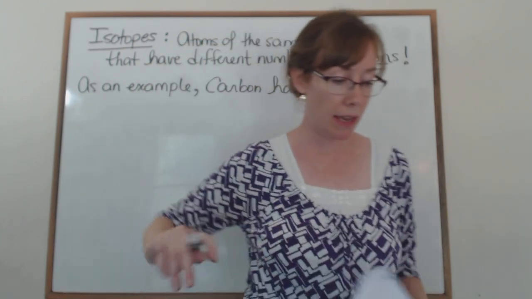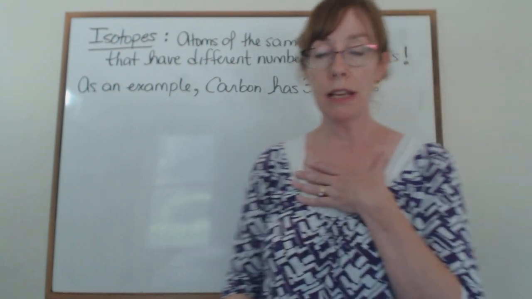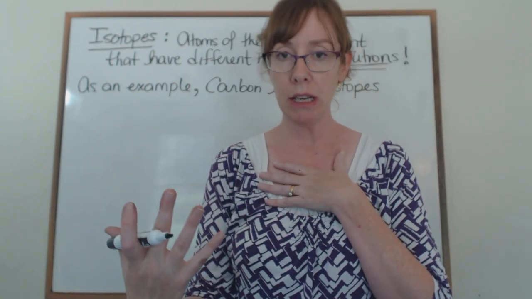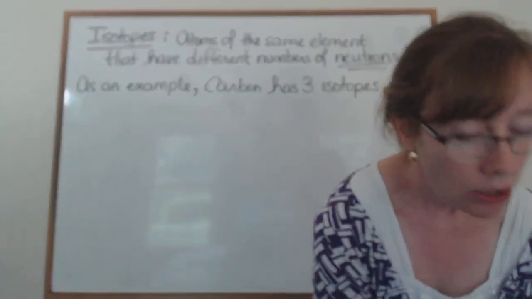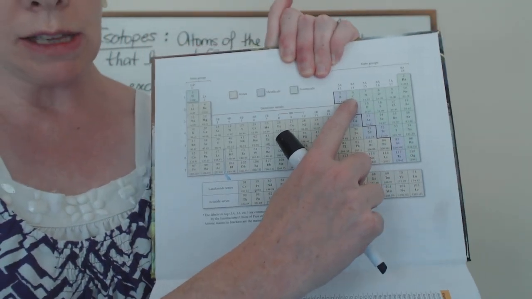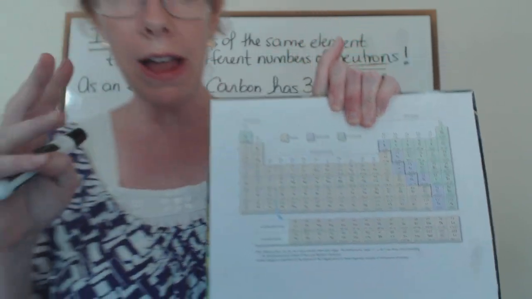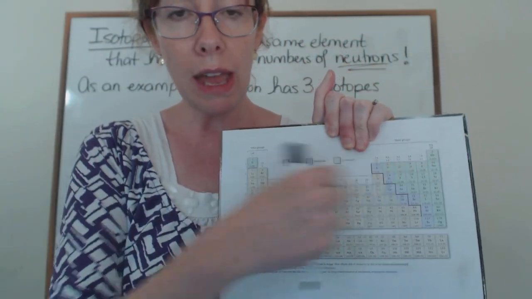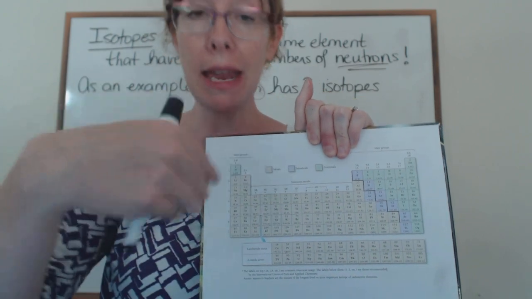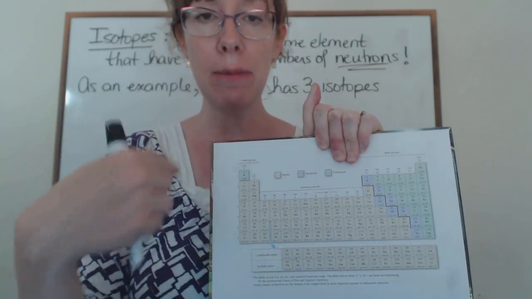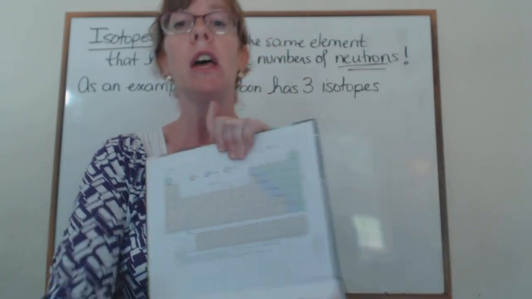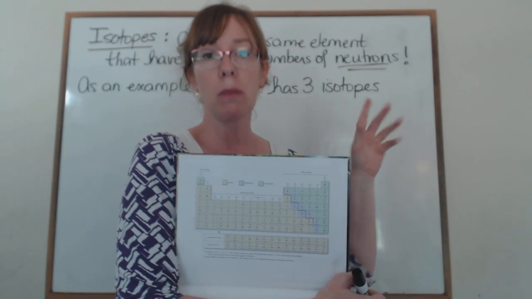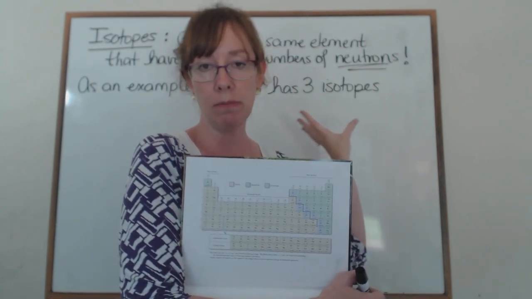Let me stop right there for a minute. How do I know carbon has 3 isotopes? I just know that because I've been teaching it for a long time and I've looked it up. There's nothing about carbon on the periodic table, number 6, where you're going to find that information. You can't find on the periodic table how many isotopes there are of an element. That information does not exist on your periodic table. So I don't expect you to know that by heart, but for my explanation, that's going to be important.